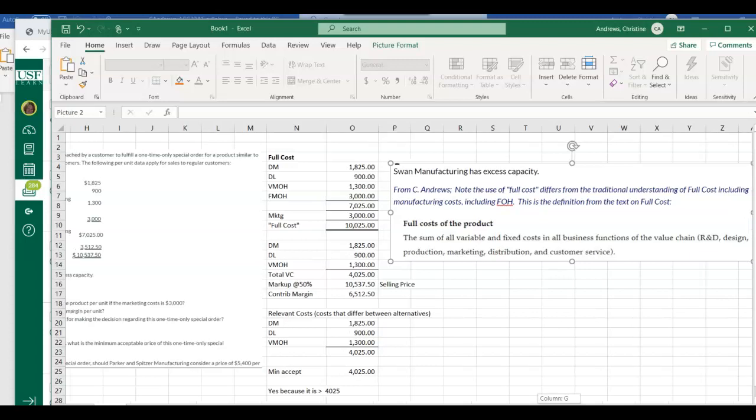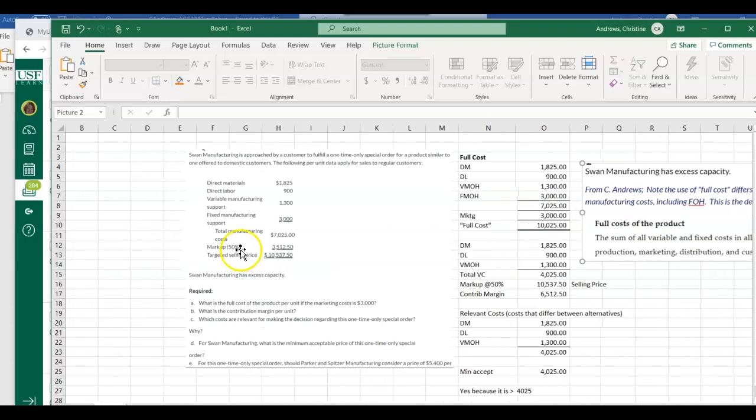This is the problem right here. It's a Swan Manufacturing one, and they tell you it's a one-time only special order. So for me, I've got to worry about fixed costs in this. Okay, that's what it would mean. So it'd be one of those Chapter 11 problems.